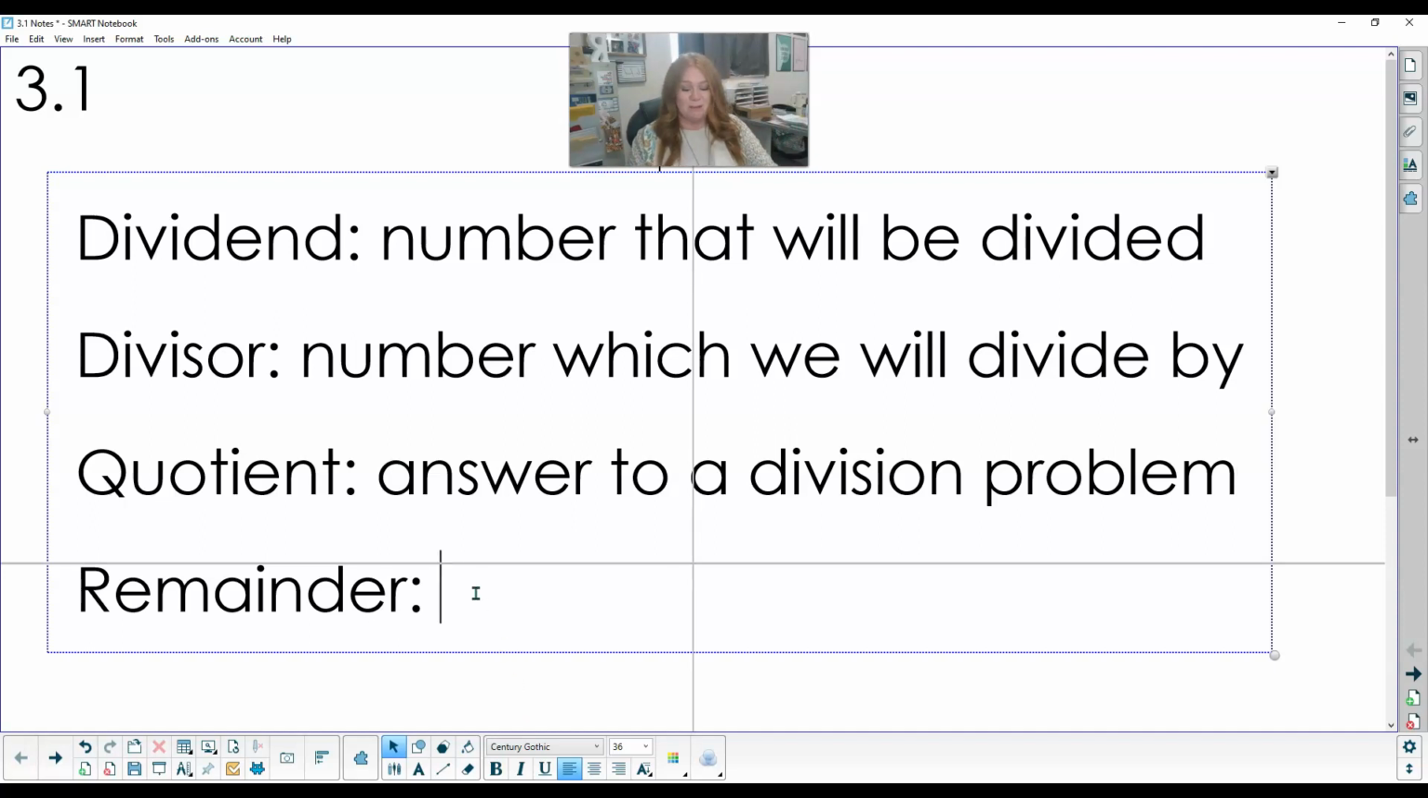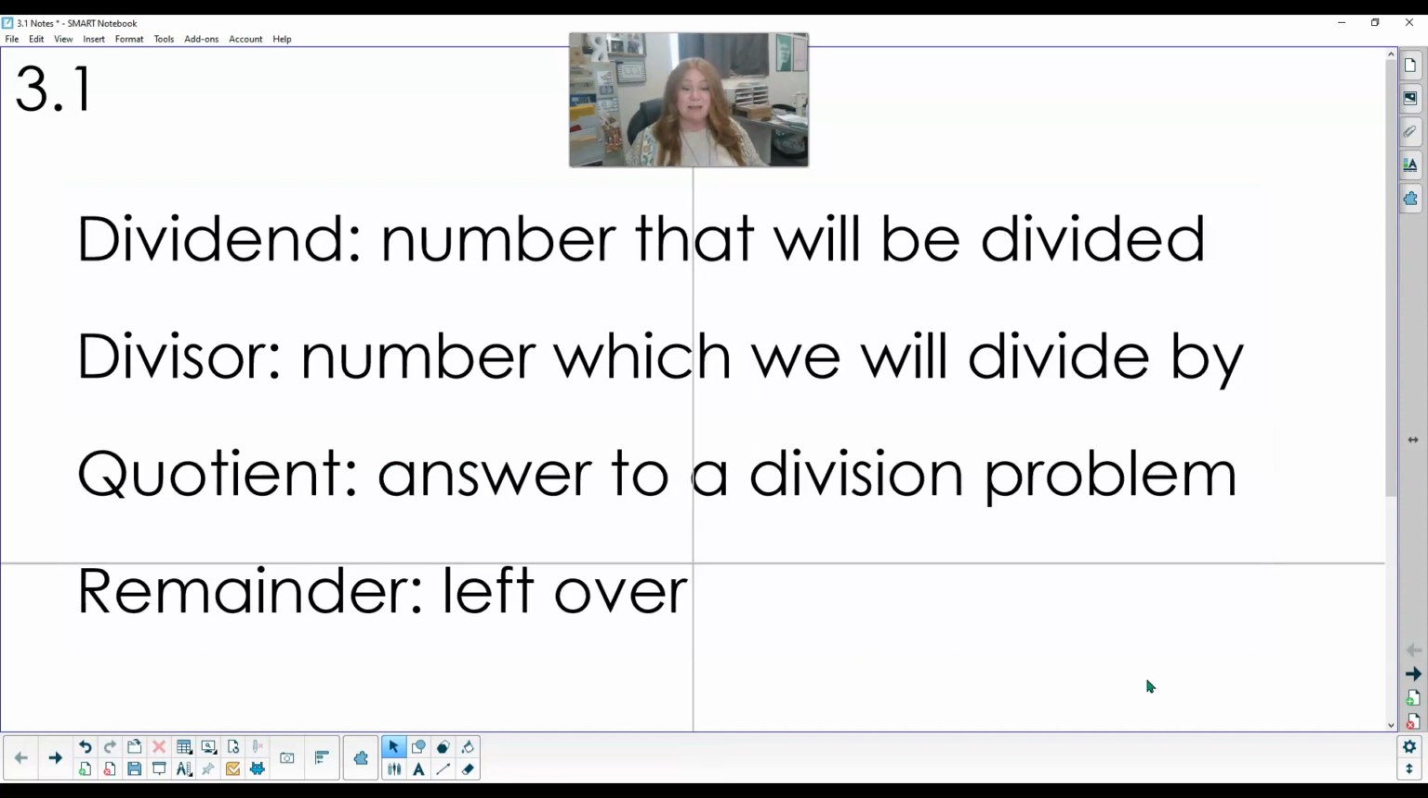And then we have our remainder. This is the leftover part. It's the part that does not fit into a whole group. So the quotient is kind of the whole groups that you can fill and complete those groups. And then our remainders are the leftover parts. So make sure you finish writing all of those definitions so you have those to go back to.